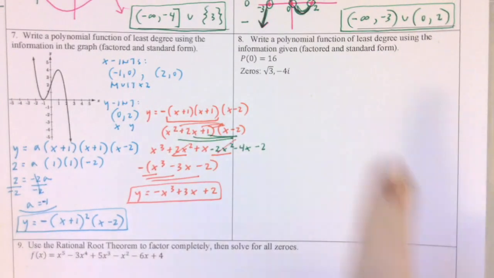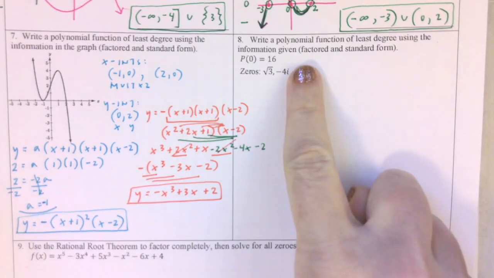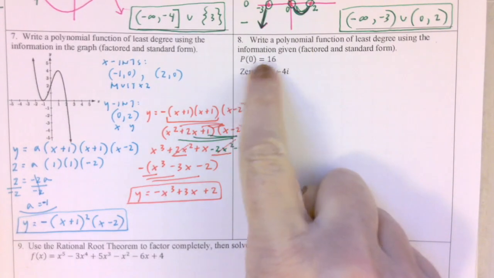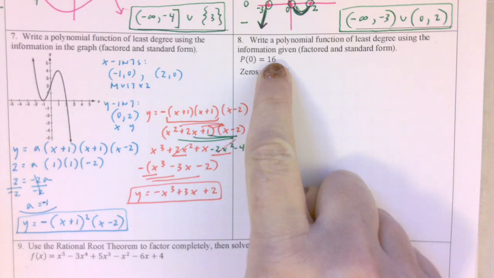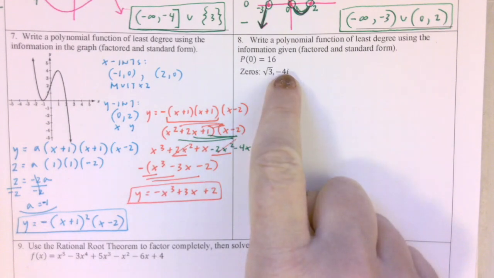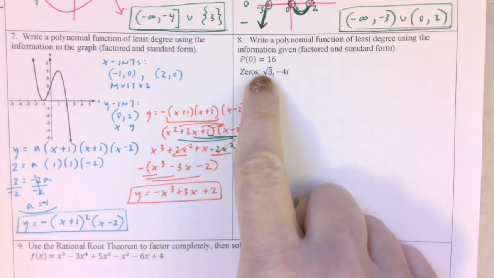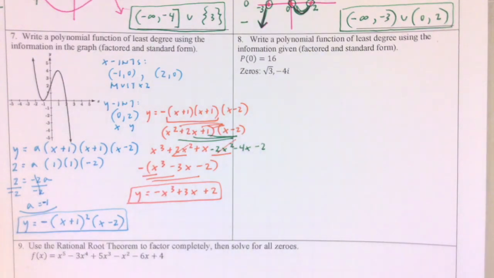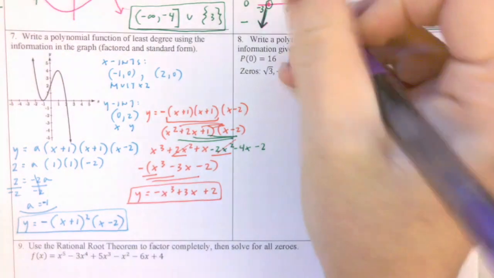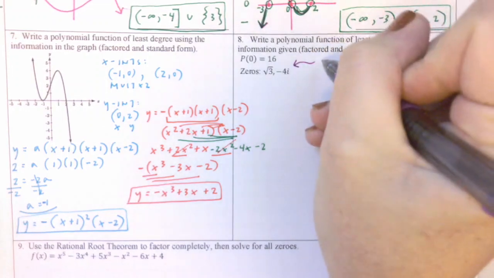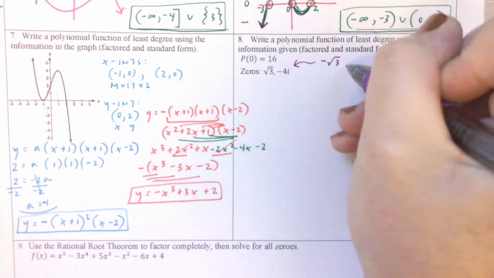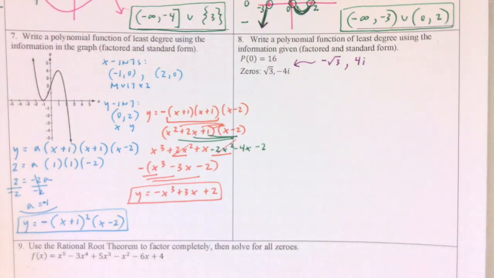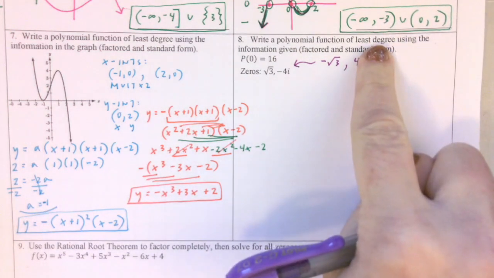Okay, one more problem. So same idea, but I'm not giving you a graph. I'm telling you a point when x is 0, y is 16, also the y-intercept, and these are zeros. But remember that your roots come in pairs, and so do your imaginary solutions. So you really do have 2 other solutions here, -√3 and -4i. So this means that of least degree, this would be quartic.